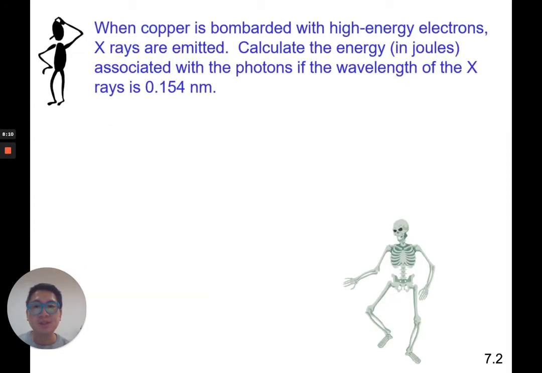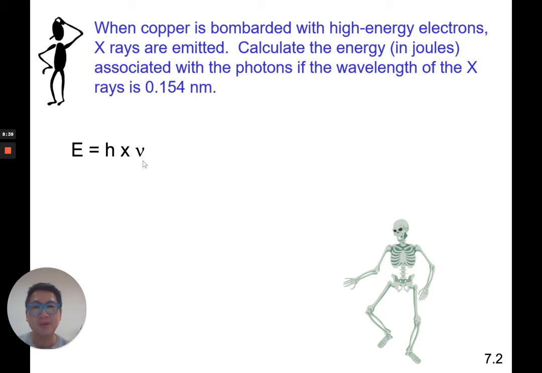Okay, so let's do one of our first problems. When copper is bombarded with high energy electrons, X-rays are emitted or given off. Calculate the energy in joules associated with photons if the wavelength of the X-rays is 0.154 nanometers. Okay, so our equation is this: E is equal to h times nu. So energy is equal to Planck's constant h times nu, the frequency.